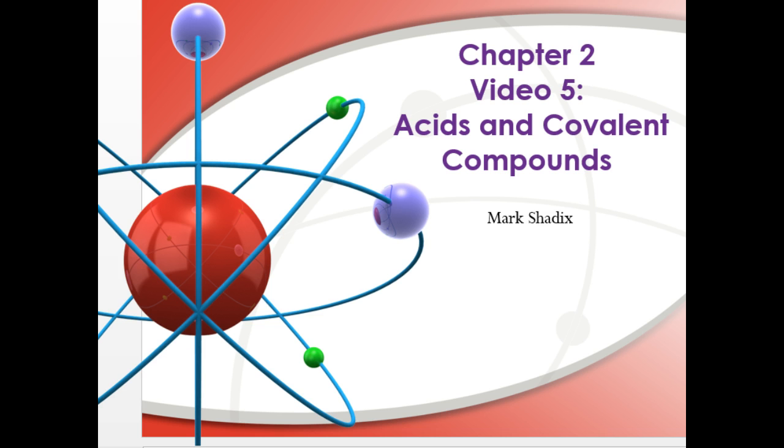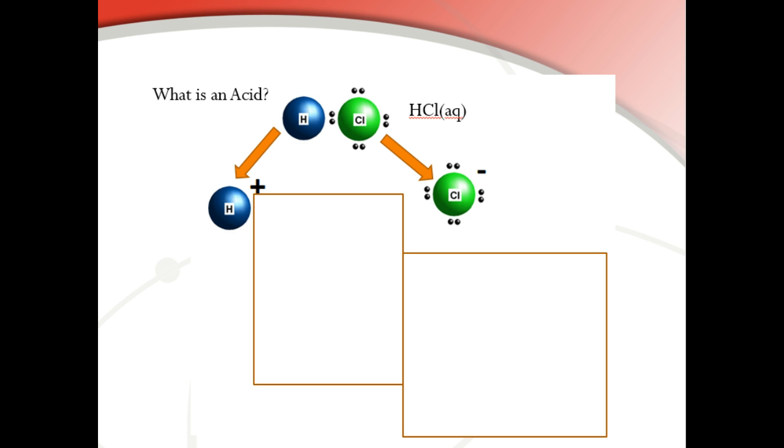So the first thing we have to answer before we even talk about naming or compounds or formulas is, what is an acid? What constitutes an acid? There are several definitions: the Arrhenius definition, the Bronsted-Lowry definition, and the Lewis acid definition. For the time being, we're going to stick with the Arrhenius definition, which is a compound that produces hydrogen ions in water.